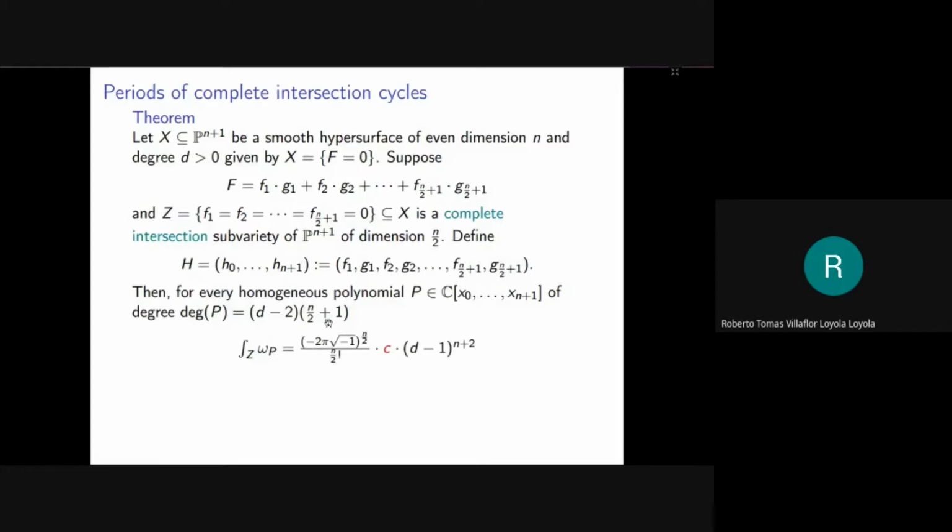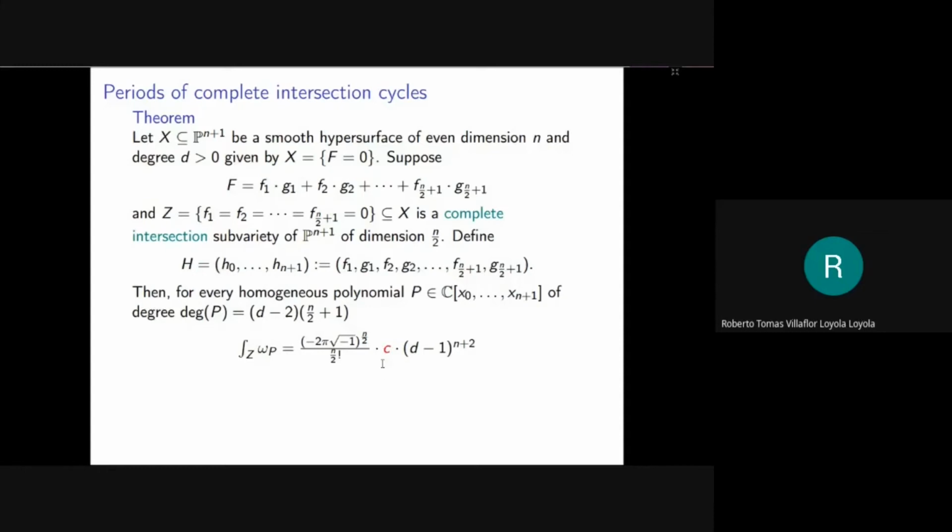The formula is given as follows. We have this first factor, which just depends on the dimension of our hypersurface, and the second factor, which also depends on the degree of X. But the non-trivial information of this period is contained in this middle part, this number c, right? Note that these other two factors are independent of our choice of the polynomial p and our choice of the complete intersection cycle Z. These just depend on X, right? So the non-trivial information is this number c.